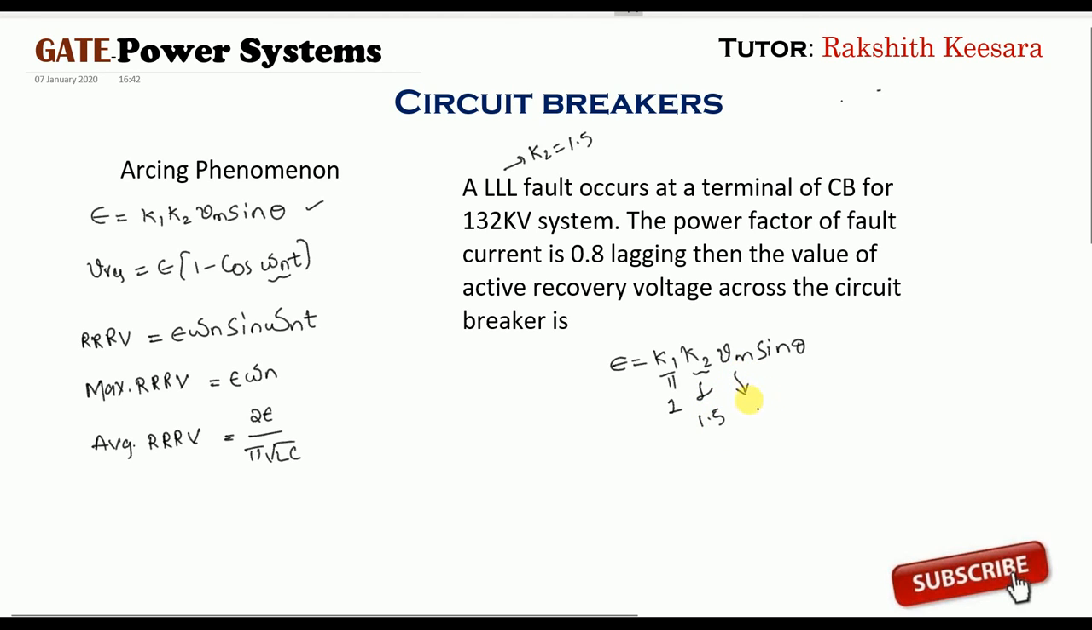Vm is the maximum phase voltage. So if I divide 132k by root 3, it will become phase, and for maximum I should multiply by root 2. And what is theta? Theta is the phase angle. He given cos phi equal to 0.8. Sorry, theta is the power factor angle, not phase angle. Cos phi equal to 0.8. If cos phi is 0.8, what will be sin phi? That will be 0.6. So I can directly take sin theta as 0.6. Now if you multiply all this, you will get 97 kilovolt.